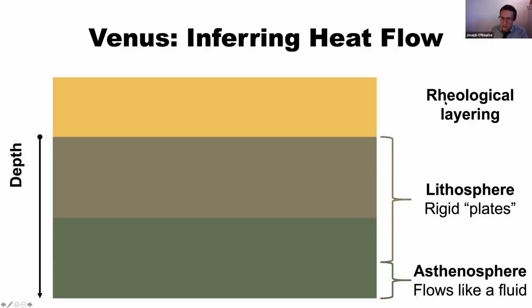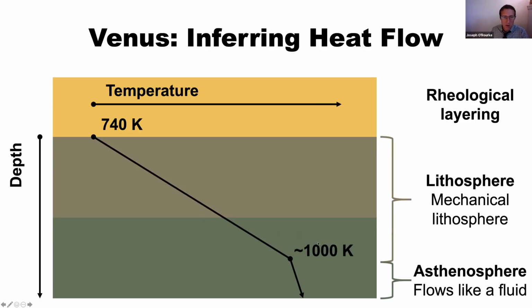The reason it's useful to contemplate the lithosphere is because we sort of know by definition what the temperature profile is inside the lithosphere. If we make assumptions about what the lithosphere is made out of, we know the temperature at which it starts to flow. That temperature for dry olivine is a little over 1,000 degrees. The surface temperature is 740 degrees. And so we can posit that there's a temperature gradient within the lithosphere.